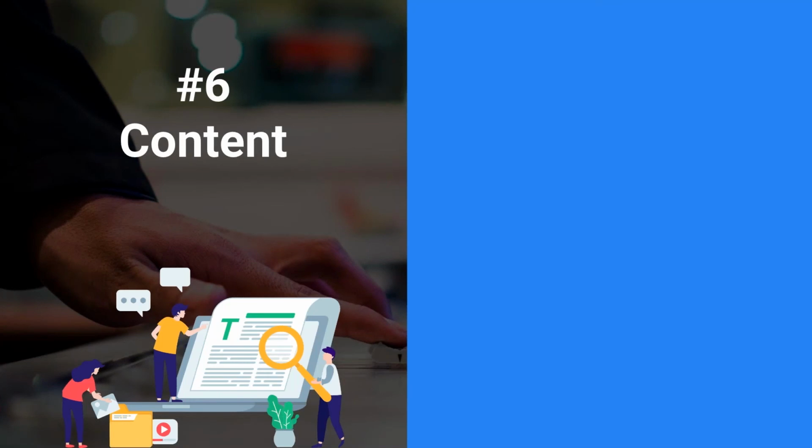All right, now we're moving into content. This is really the heart of your website, where everything communicates with the visitor.